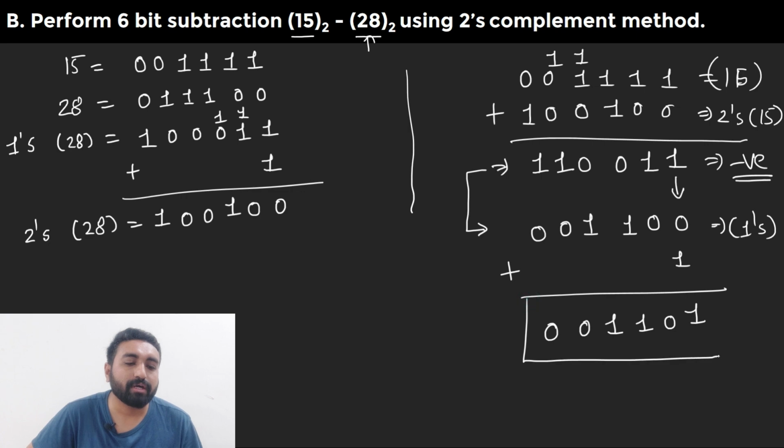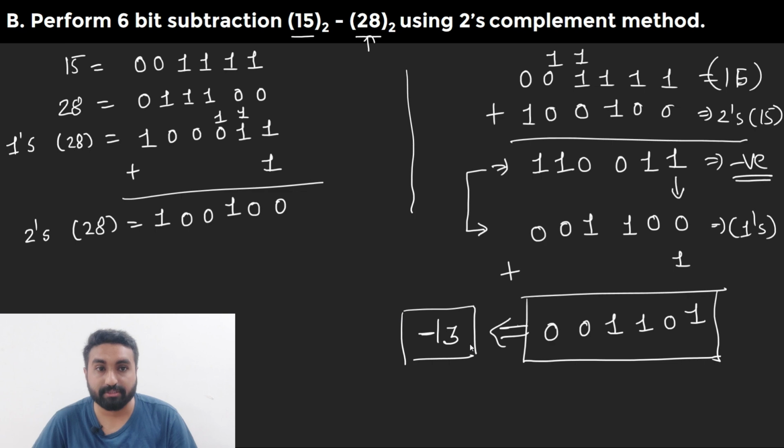So this is your answer. If you check, 1101 means 13 and no carry means your answer is negative. So you are getting your answer, that is minus 13. So this is how you need to do binary subtraction using the 2's complement method.